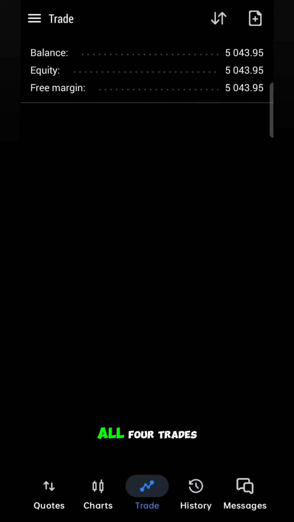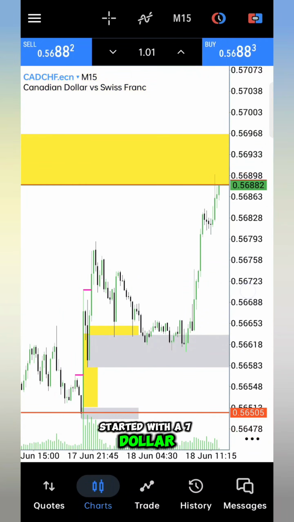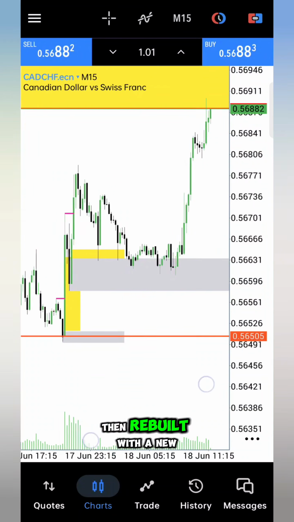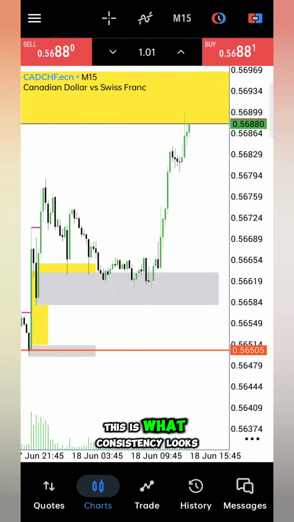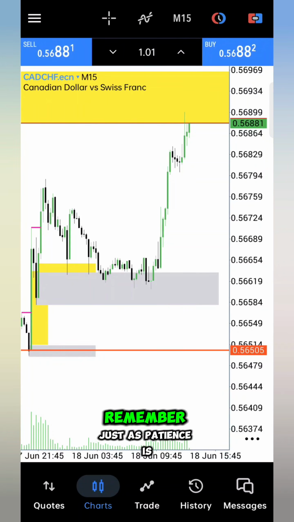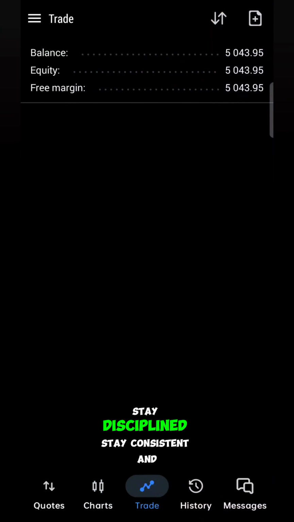And that's a wrap on all 4 trades, 4 setups, 4 wins. Started with a $7 account that I blew, then rebuilt with a new account. This is what happens when you understand smart money concepts. This is what consistency looks like. Remember, just as patience is needed to take a trade, patience is equally needed to take your profits. Stay disciplined, stay consistent, and I'll see you in the next one.